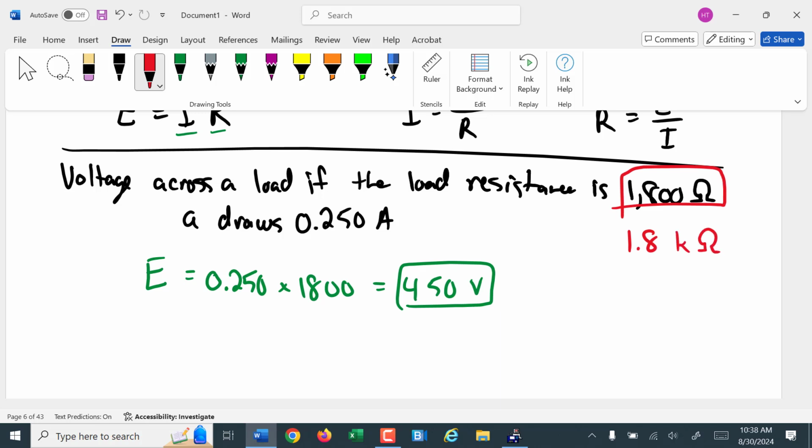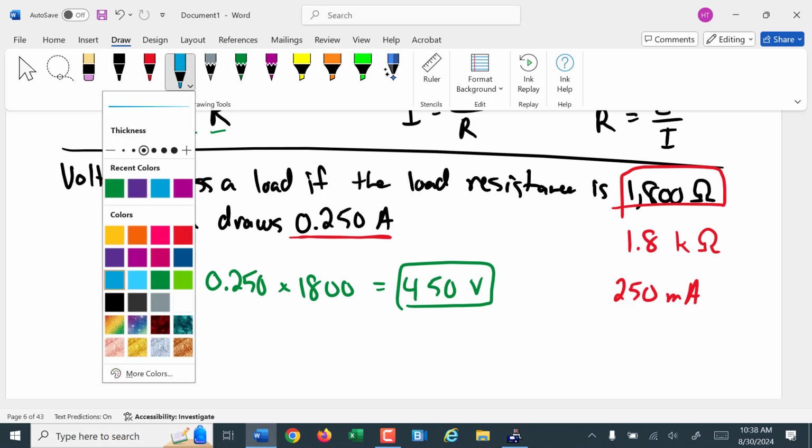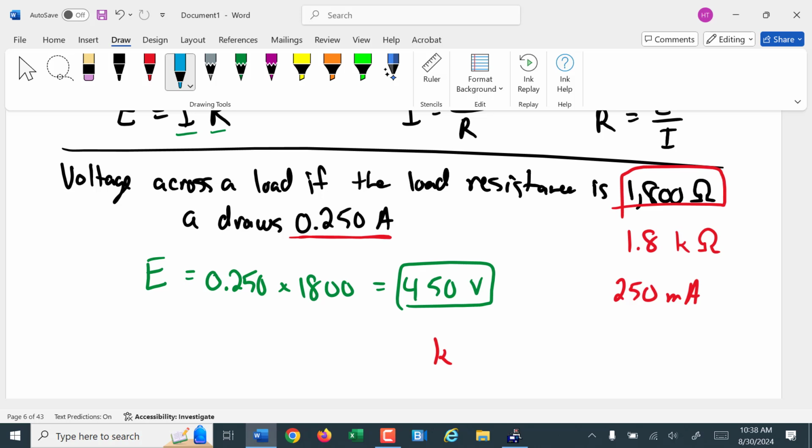Now, the way I listed this is probably not how it would typically be listed. We would probably not list 1800 ohms. Good chance that would be listed as 1.8 kilo ohms. And it would probably not list something smaller than an amp in amps. 0.25 amps would probably be listed as 250 milliamps.